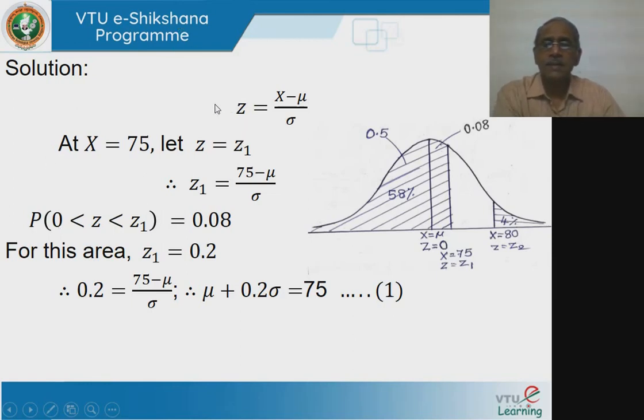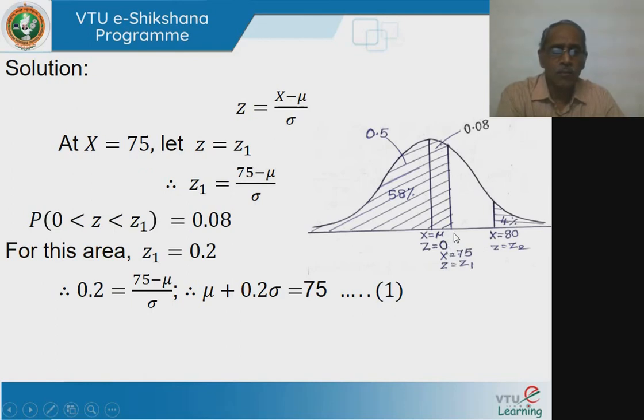Let the standard normal variable z equal x minus mu by sigma. Let us assume that at x equal to 75, z is z1. Therefore, z1 is equal to x minus mu by sigma, that is, 75 minus mu by sigma.